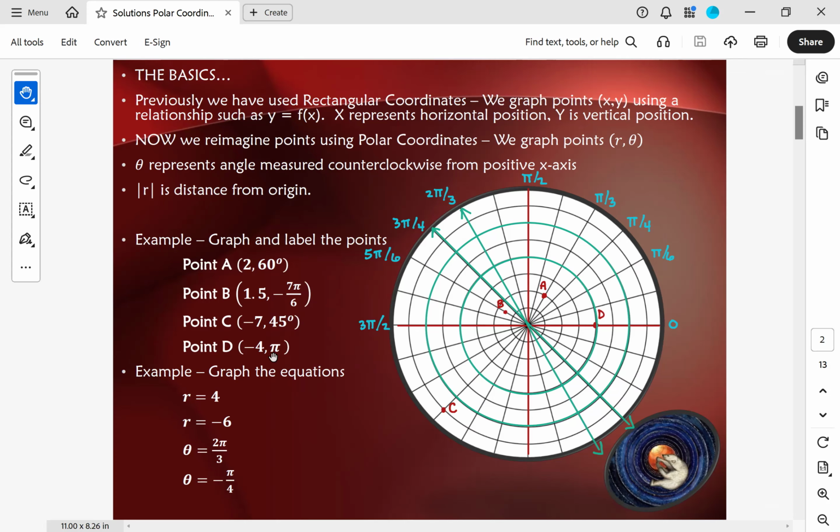Point D, we start in the direction of pi, but then negative 1, 2, 3, 4. Here's my point D. So that's the basics with plotting points. Let's move on to graphs.